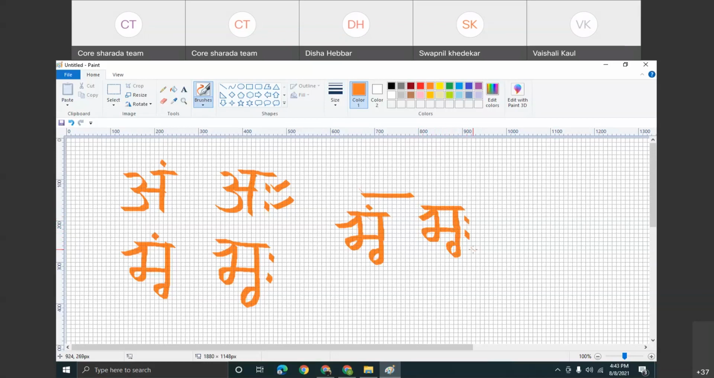So this is aha. So these are all the alphabets, the 16 vowels, what we have learned so far. I think students can practice now.